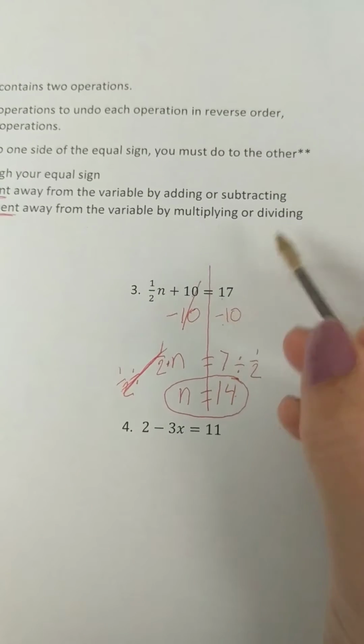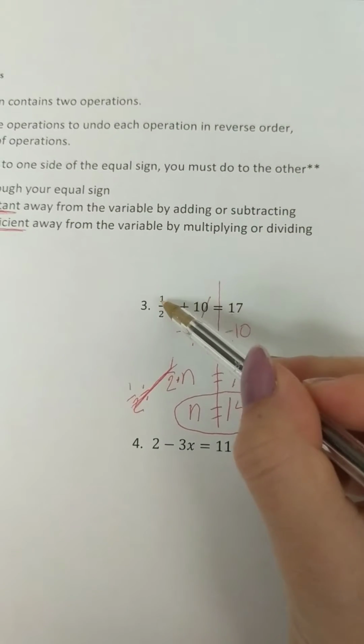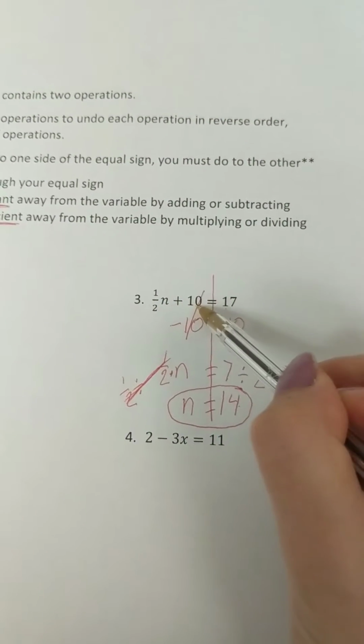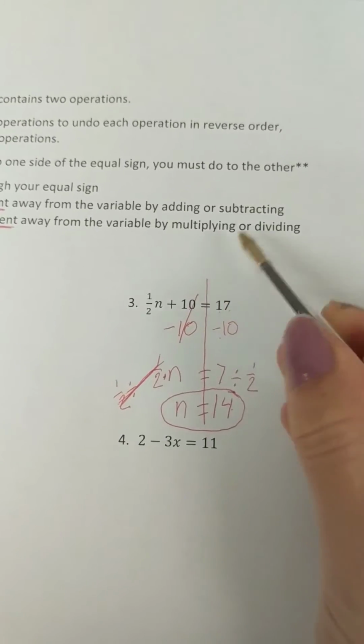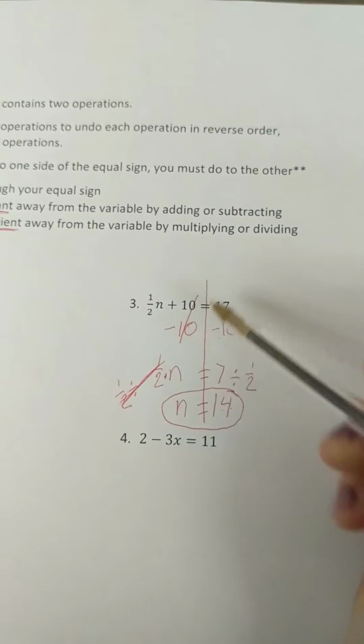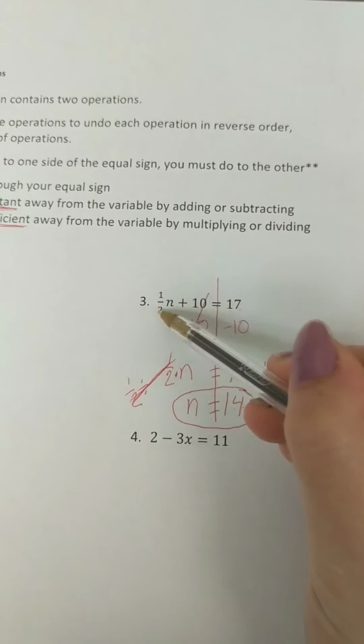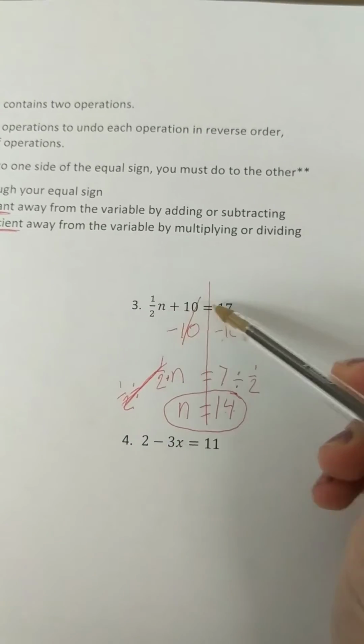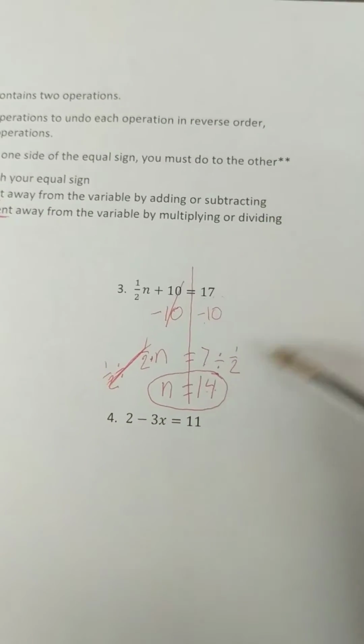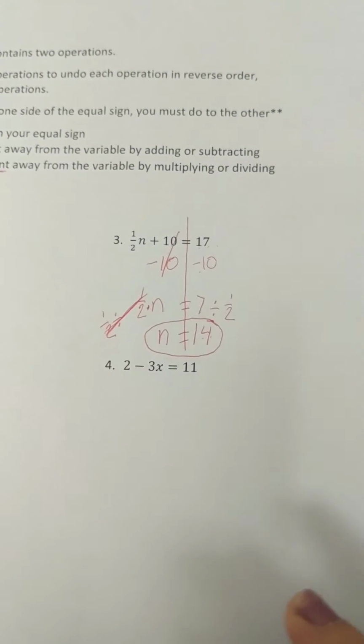And then once again, we can check ourselves by plugging it back in for n. So I have 1/2 times 14 plus 10. Hopefully that equals 17. Well, half of 14 is 7. So I really have 7 plus 10, and 7 plus 10 is in fact 17. So n equals 14 is correct.